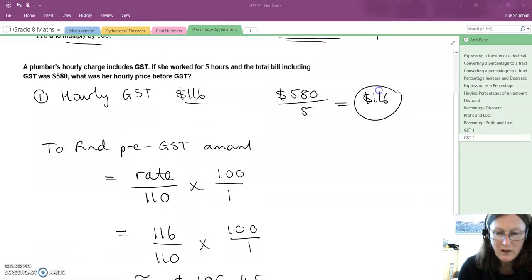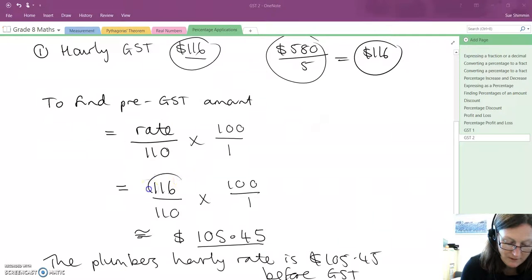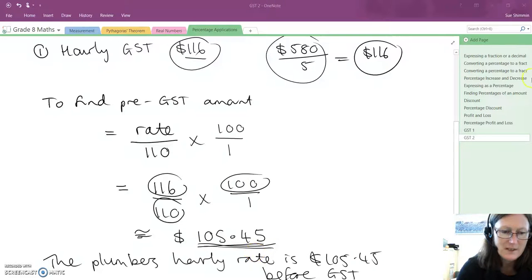Let's go over how we got it again. First of all, we worked out the hourly rate. Total bill $580 divided by 5 hours that she worked. So we got our hourly rate. We get this rate, we divide it by 110 and times it by 100. That's how we work out the pre-GST amount.